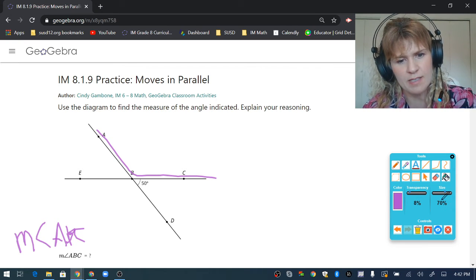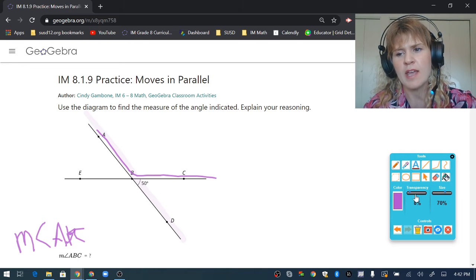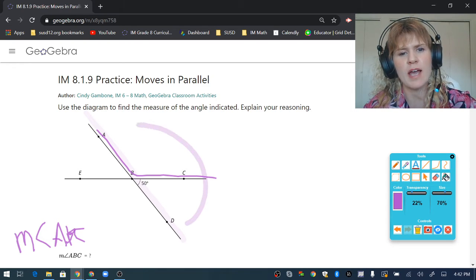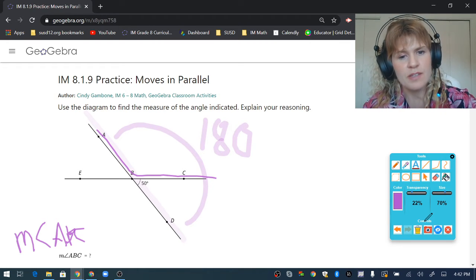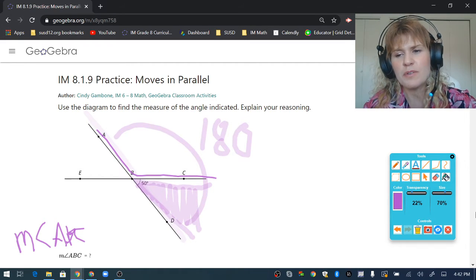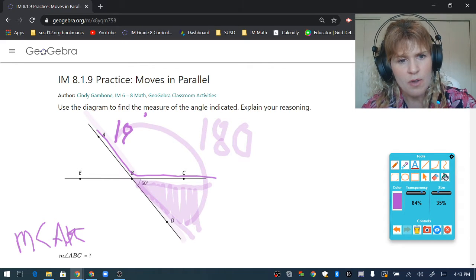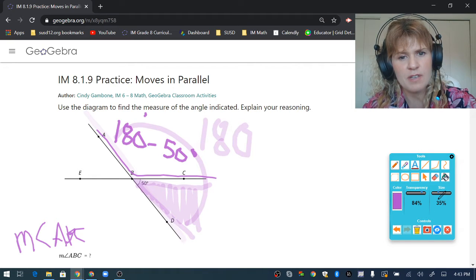Well, to find this, look for straight lines. Here is a straight line, and you know that a straight line has 180 degrees. So, if this angle here is 50 degrees, then you know angle ABC must be 180 minus 50 degrees. So let me write that. 180 degrees minus 50 degrees.